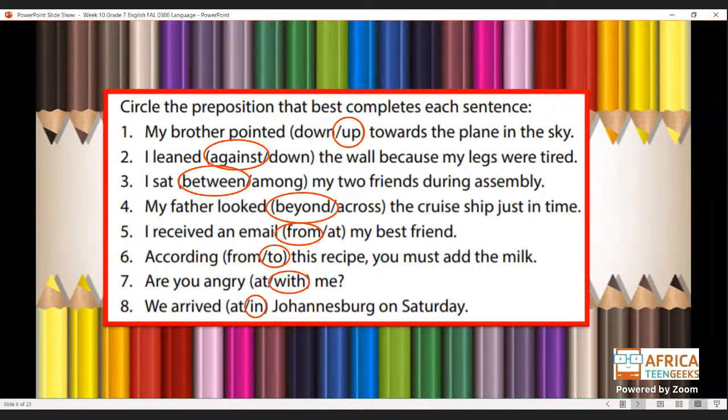You can arrive in Joburg. However, if it's a small place like an airport, you would say "at." We arrived at the airport on Saturday. But for a big place, you can say "in." You with me? So remember the previous slide. We said you can use the word "in" when it's a big city or a big place or a country. You can use the word "at" if it's a small place like an airport or a shopping mall or a school.